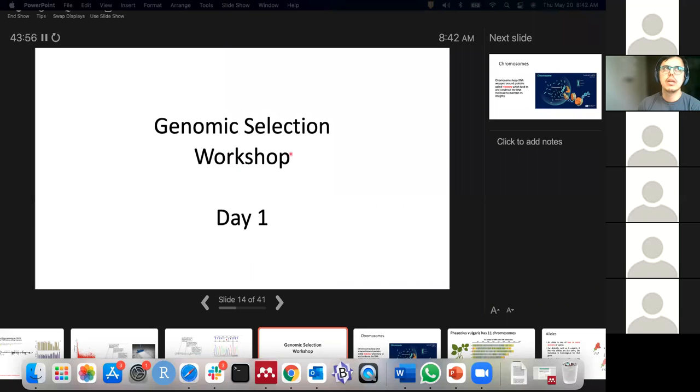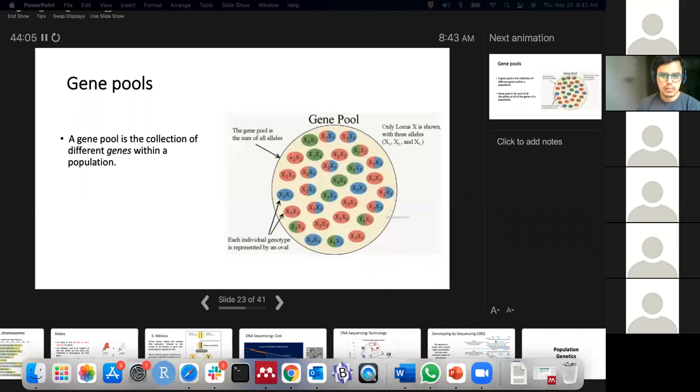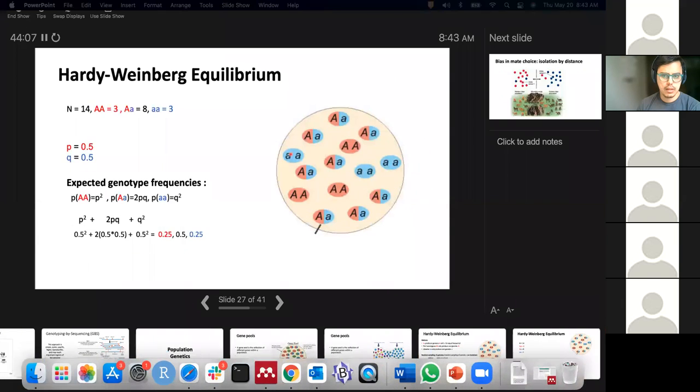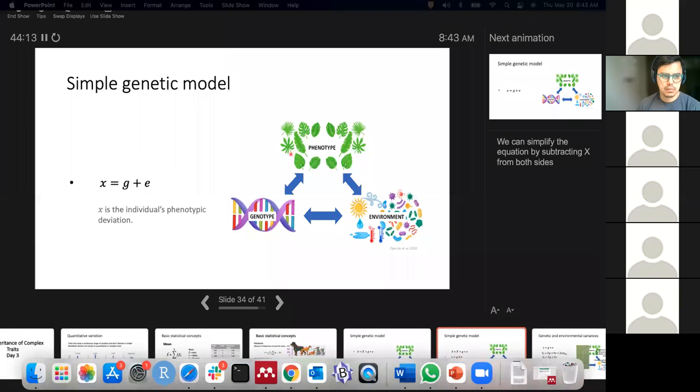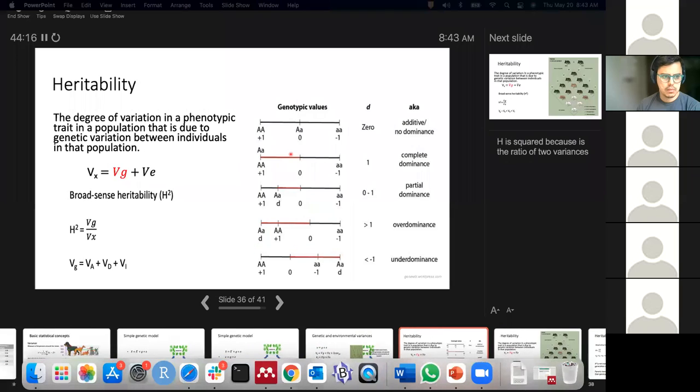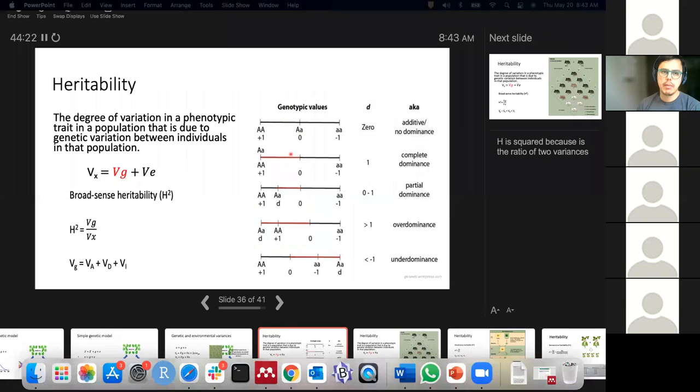Yeah, you cannot separate between both heritabilities, but the concepts are there. So let me show you one slide that we have here. The broad sense heritability is all the genetic component that you have in that trait, and that includes dominance and epistasis.